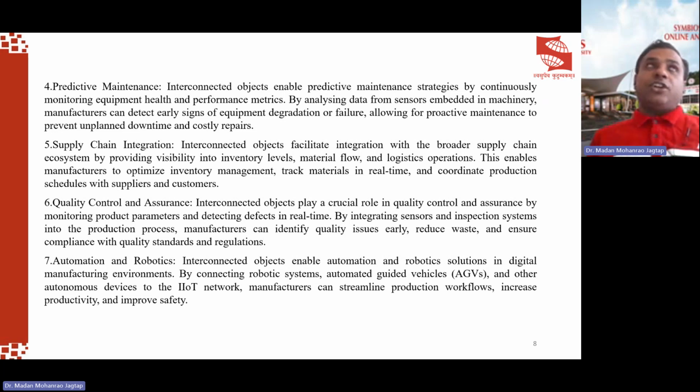So by connecting robotic systems, automated guided vehicles and other autonomous devices to the industrial internet of things networks, manufacturers can streamline production workflow. They can do the activities one after another. They can improve the productivity, and they can improve the safety. So that we can achieve with the interconnected objects.